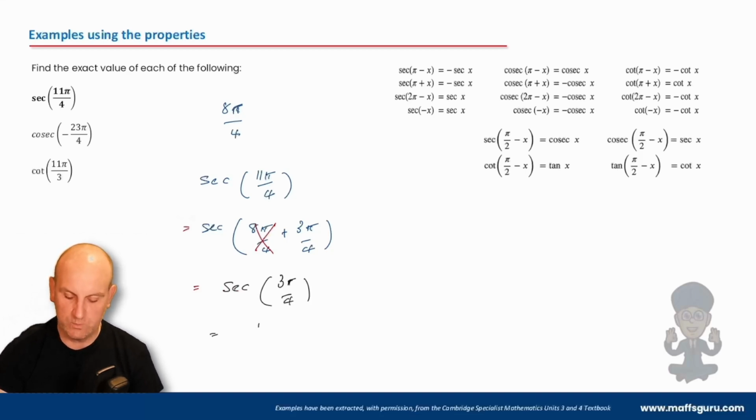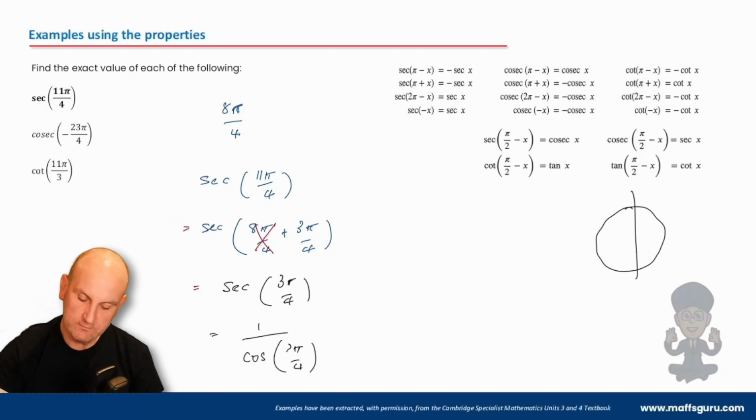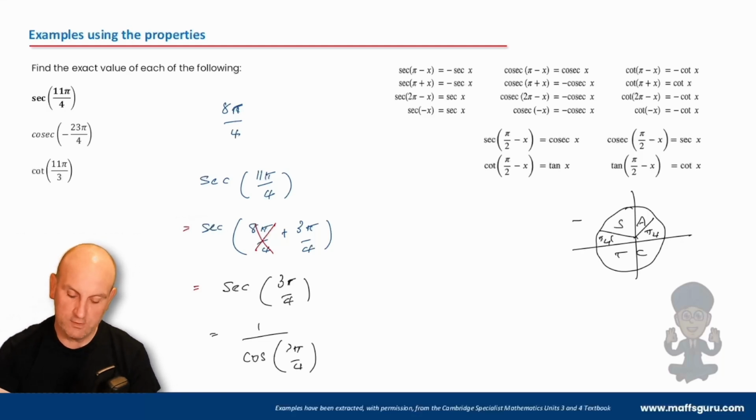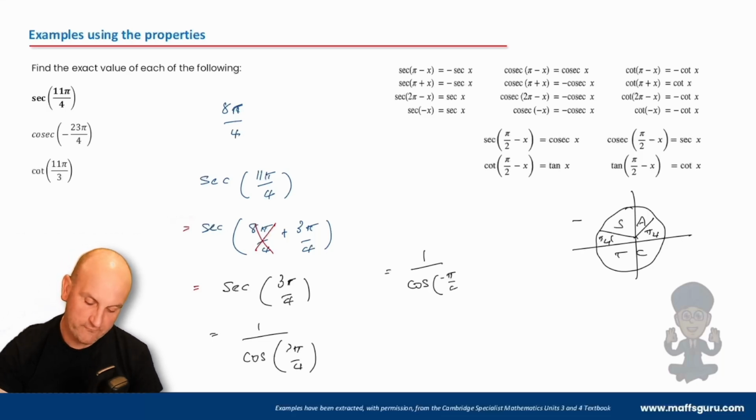Well, that's the same as 1 on the cosine of 3 pi on 4. I draw a quick unit circle because I can. So 3 pi on 4 is basically going to be here. That's going to give me pi on 4. So cos in this quadrant is negative. So we are looking for the negative cos of pi on 4. So that's equal to 1 on the negative cos of pi on 4.